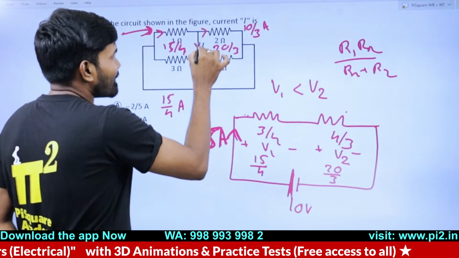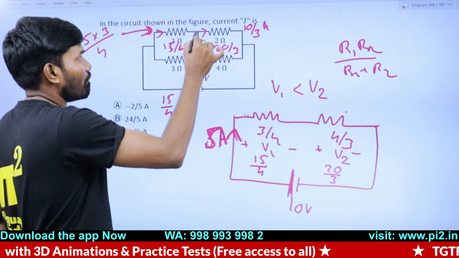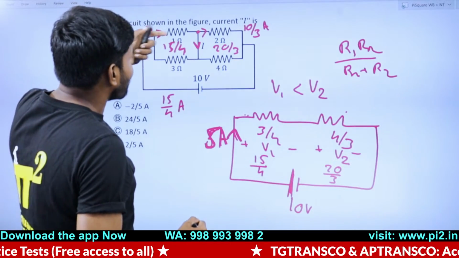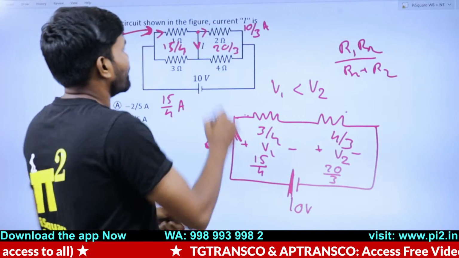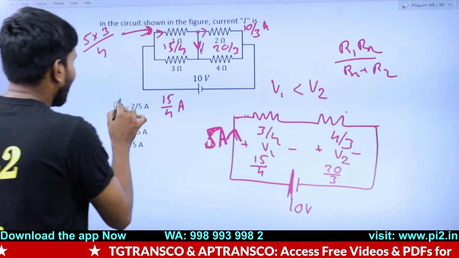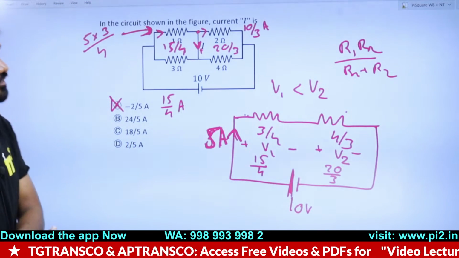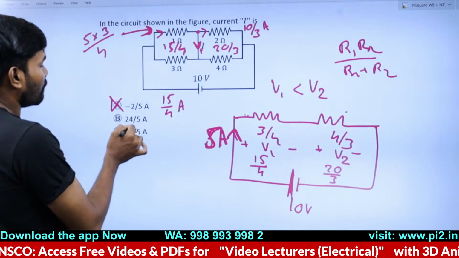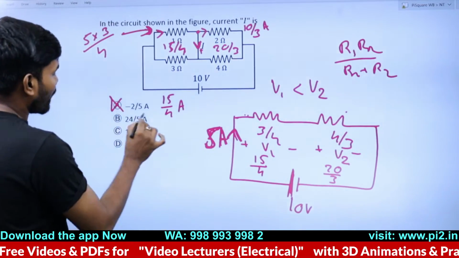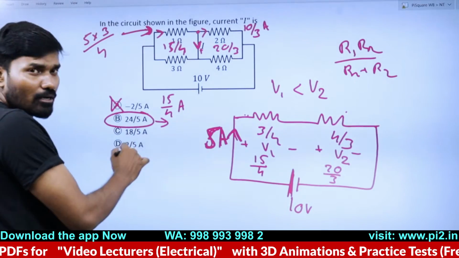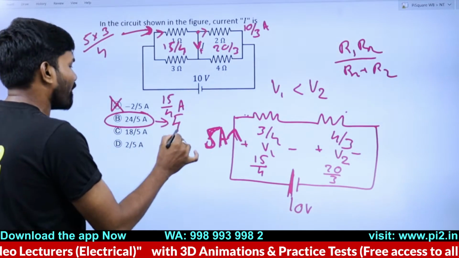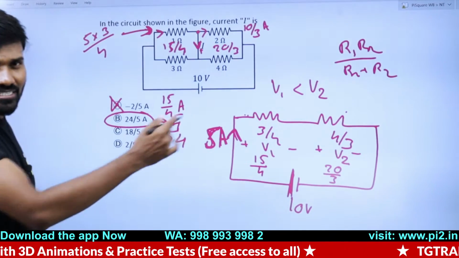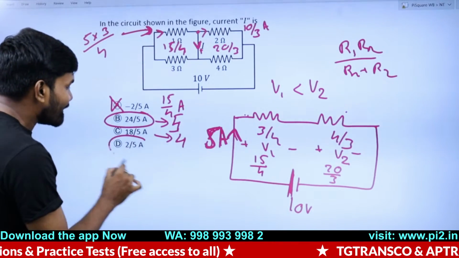Now, is this current positive or negative? Applying KCL here, this current is positive because 15 by 4 is here and this is 10 by 3, so A cannot be the answer. Okay, now what is the possible answer? I'm just guessing. 24 by 5 will be something close to 5 ampere. This will be something close to 4, let's take 3.8, let's take it as 4. This is in decimals.